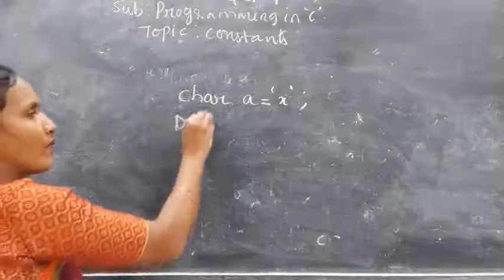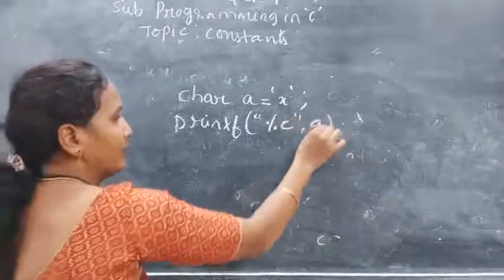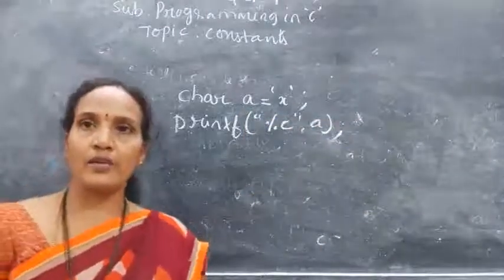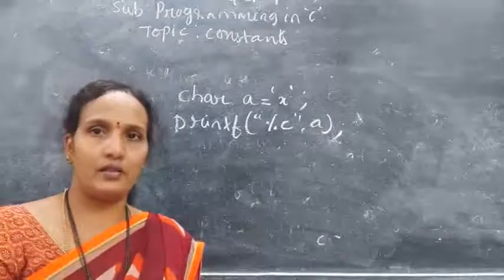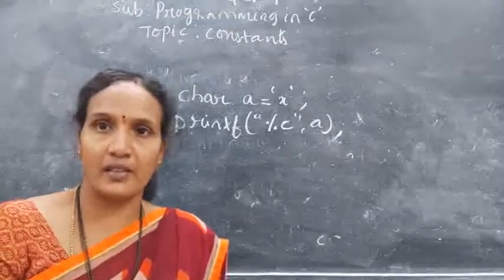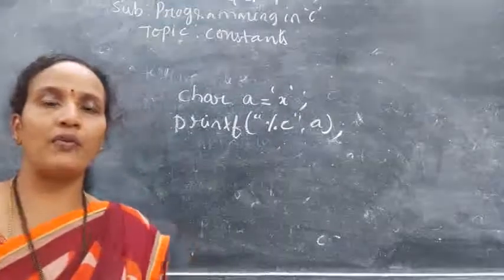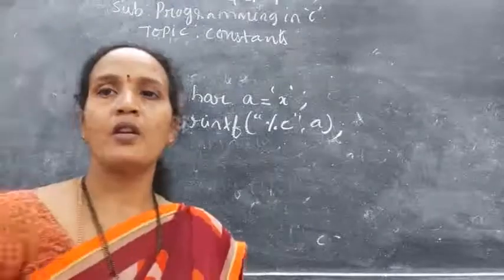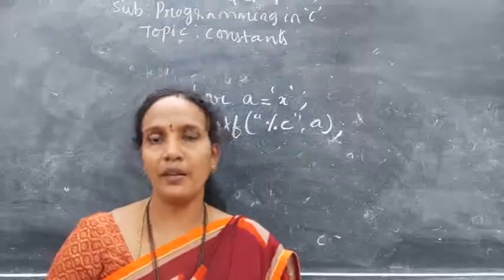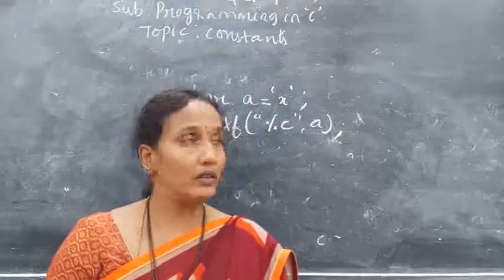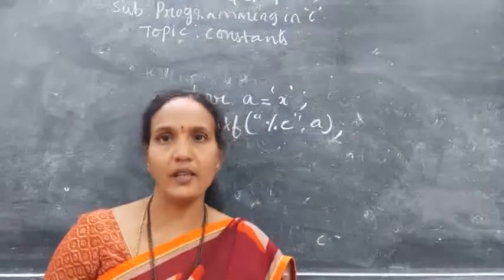Again, printf, the format specifier is percent C. Understood? Now, if a variable is holding a string, string means what? It's a collection of characters. Then that constant is called a string constant. So how to declare and use string constants? When we get to the string topic, I will explain that again. Right now, you write about int constant, float constant, char constant and string constant.